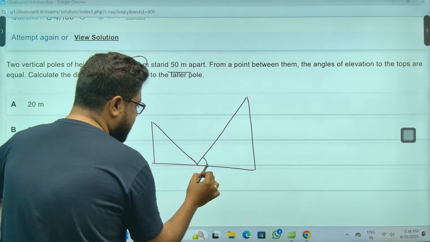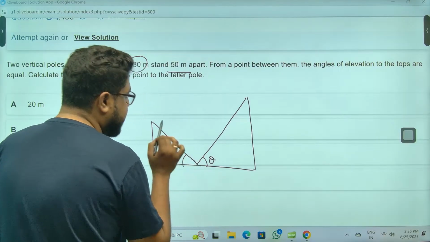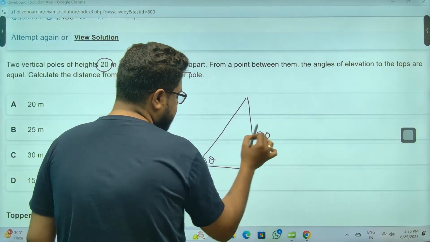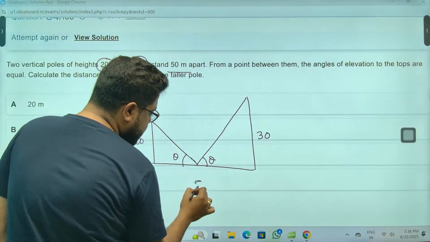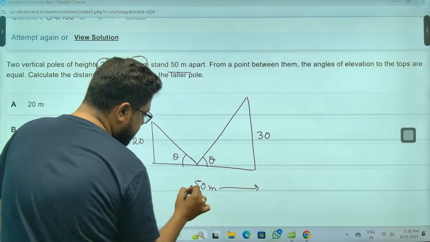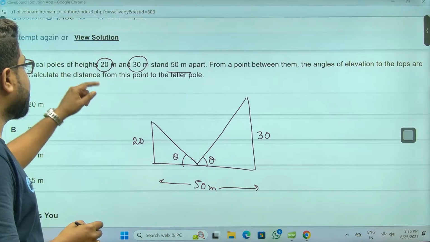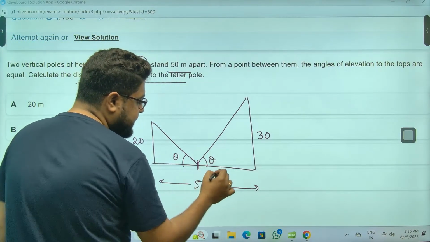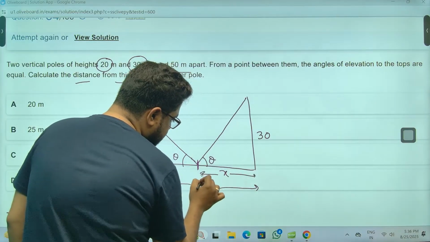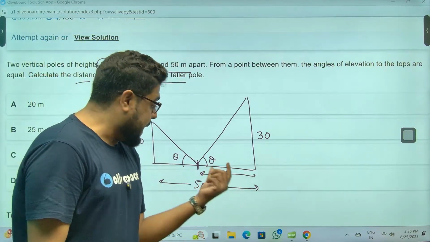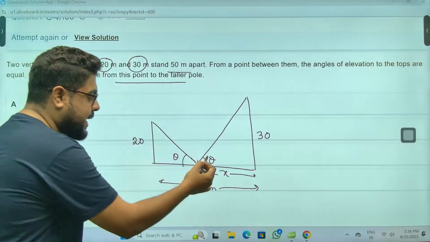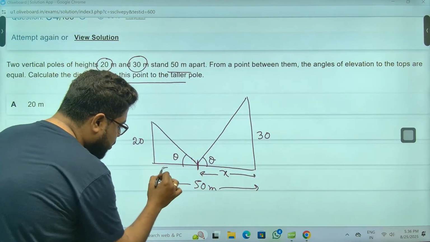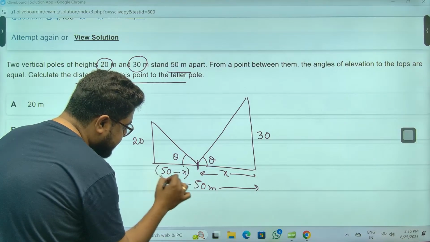Angle of elevation is equal, meaning if this is theta, then this is also theta. Both are the same. So this is 20 meters, this is 30 meters, sir, and the total distance between them is given as 50 meters. Calculate the distance from this point to the taller pole. Acha, sir, this distance. So let's take this as x, because I will find the value of x, and they are asking this distance from the taller pole. So this will automatically become 50 minus x then.